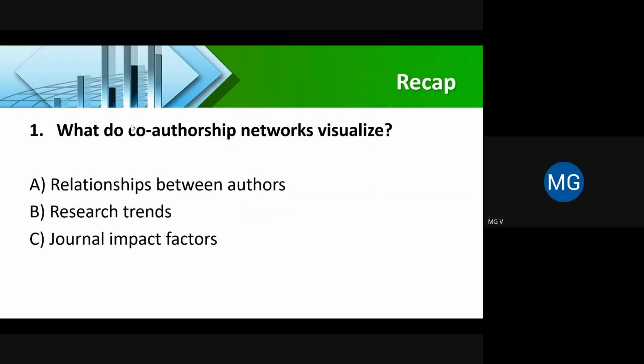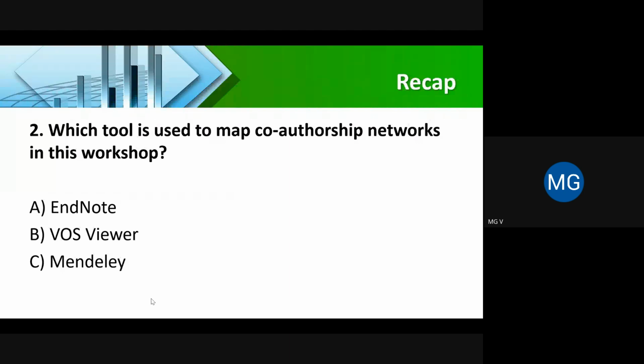What do co-authorship networks visualize? Relationship between authors, research trends, or journal impact factors. Co-authorship networks. Yes, right, sir. It is a relationship between authors. Right. Which tool is used to map co-authorship networks today? Right, it is WOSViewer.